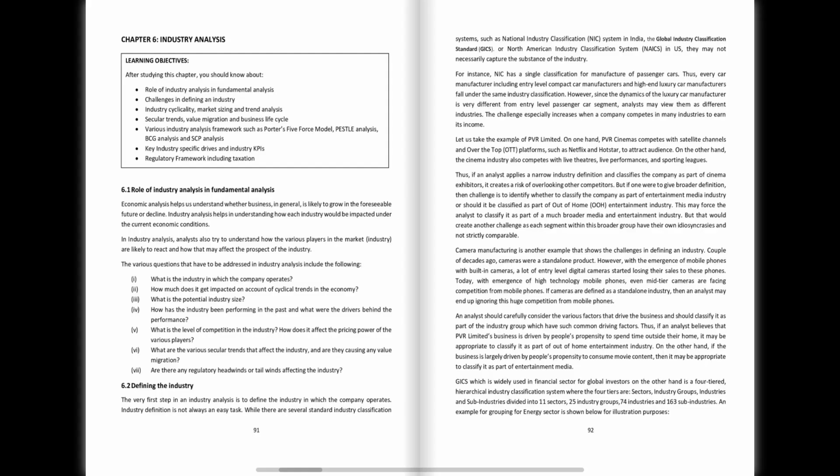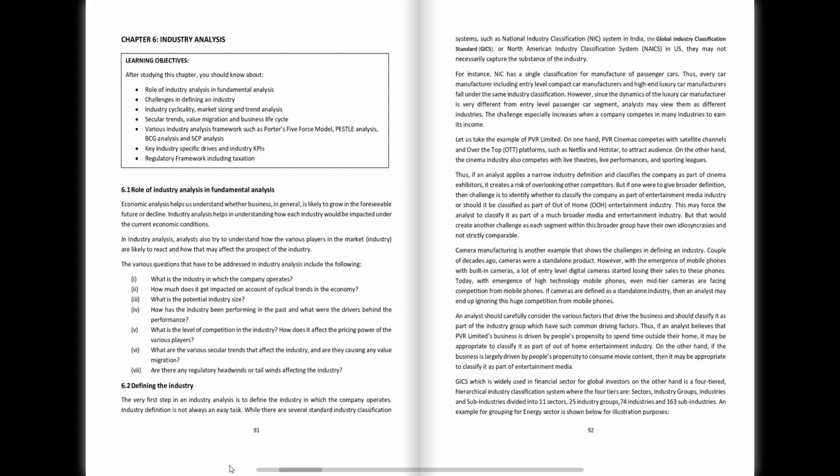However, since the dynamics of the luxury car manufacturer is very different from the entry-level passenger car segment, analysts may view them as different industries. The challenge especially increases when a company competes in many industries to earn its income. Let us take the example of PVR Limited. On one hand, PVR Cinemas competes with satellite channels and over-the-top OTT platforms such as Netflix and Hotstar to attract audience. On the other hand, the cinema industry also competes with live theaters, live performances, and sporting leagues.